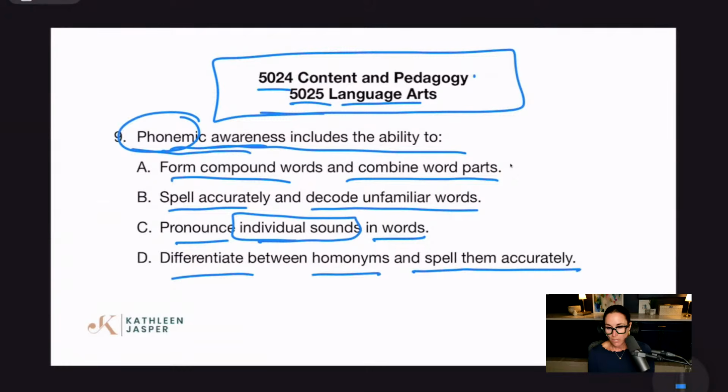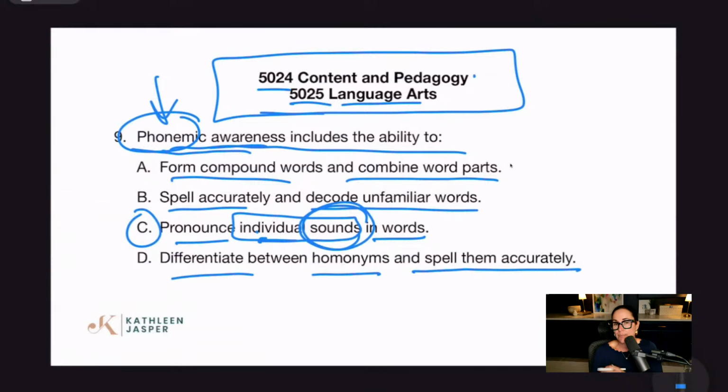Phonemic awareness is about sounds only. You do not have to see the word to do phonemic awareness. So C is my answer. Pronounce individual sounds. Phonemic awareness is individual sounds in words.